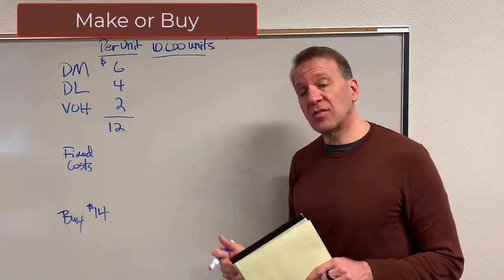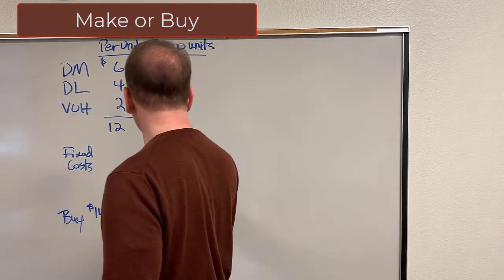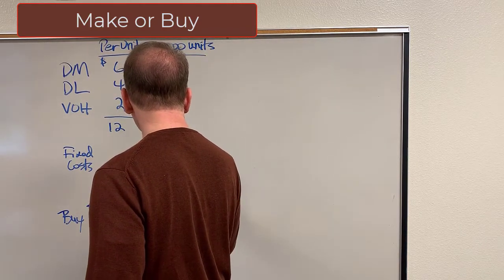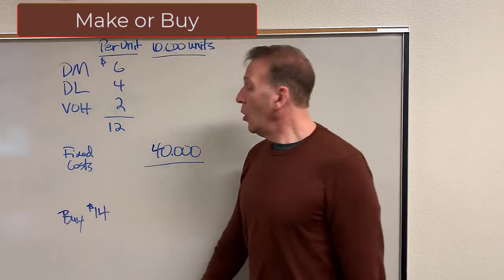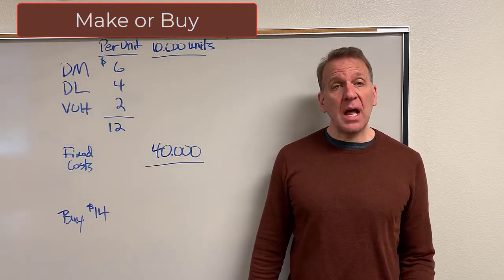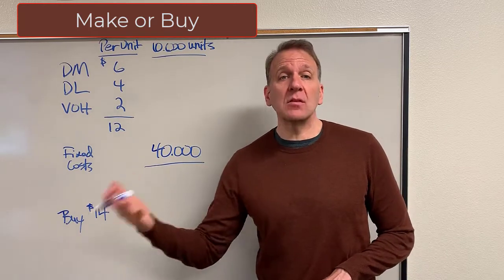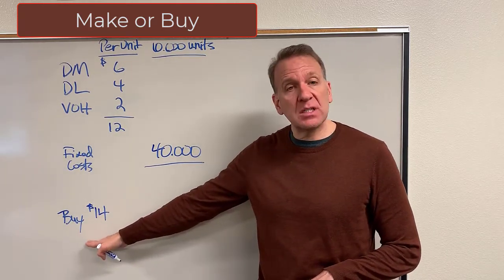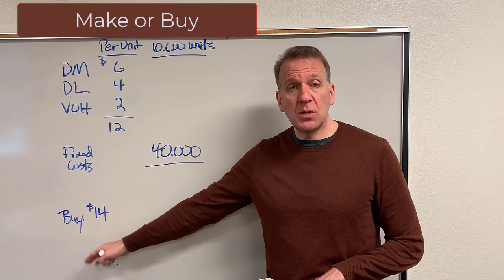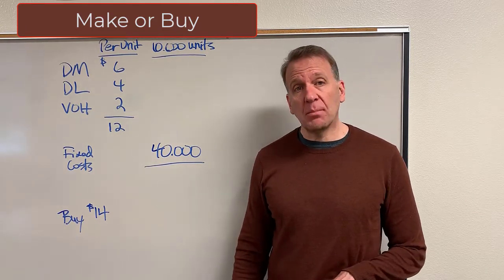Our fixed costs in my example, I'm going to put them right here, are $40,000. Right, so there are our fixed costs. Right now, a supplier comes to us and says, you make this part right now, you can buy this part from us for $14. So do we want to make the part or do we want to buy the part?